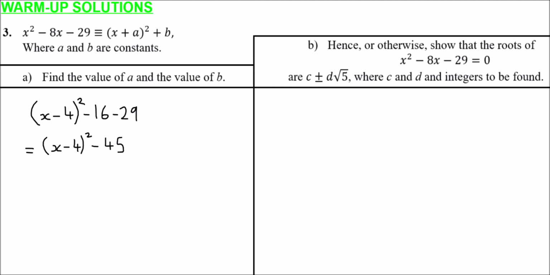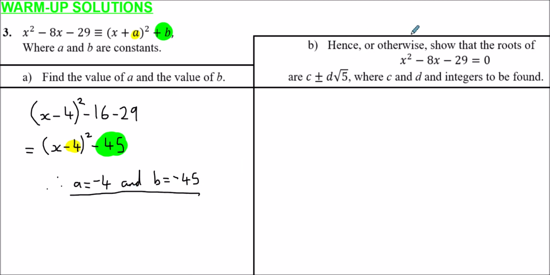So we can see here how the a and b relate, and so here the a is going to be negative 4, and the b we've got is minus 45. So therefore a is negative 4 and b is negative 45. There's nothing here that says a and b have to be positive, so that is allowed.